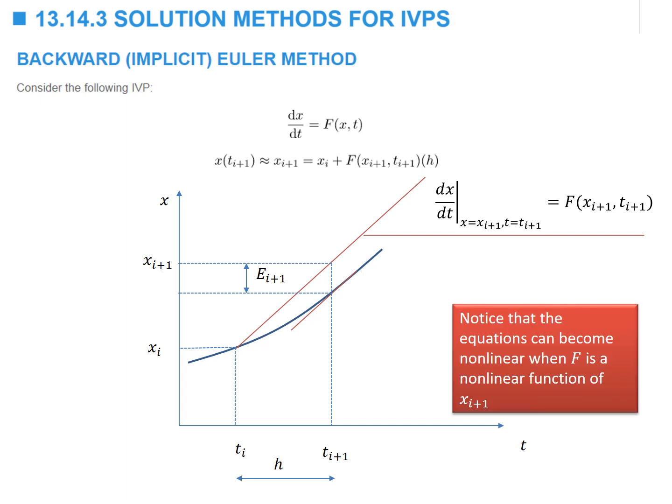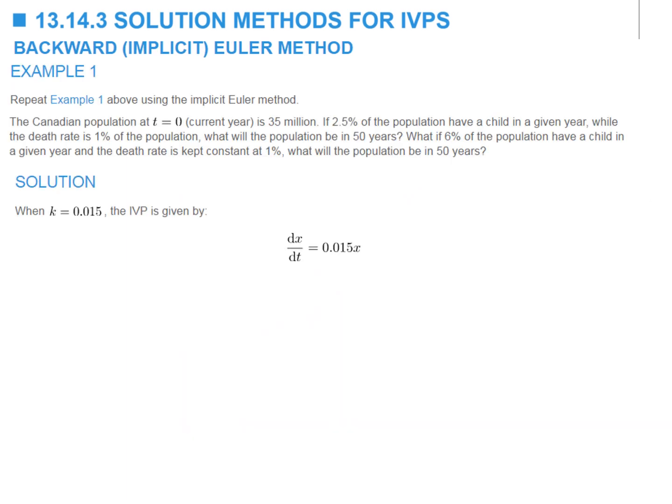As I mentioned, the equations can become nonlinear if f is a nonlinear function of x sub i plus 1, and we're going to show this in an example at the end of the lecture today. So let's go through some examples. We're first going to solve the same examples that we solved in the explicit Euler method. So I would ask you, if you haven't done so, please watch the explicit Euler method lecture first, and then watch this lecture.